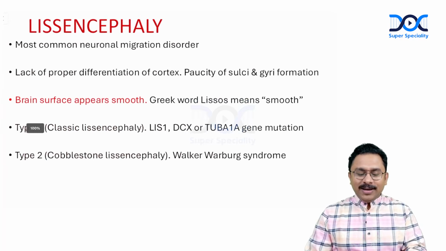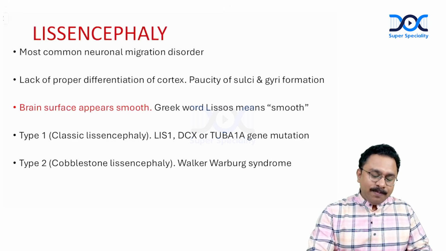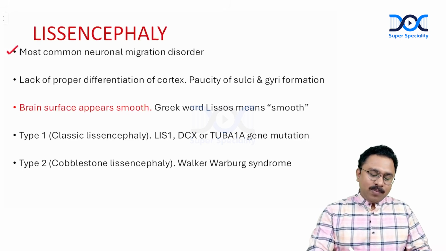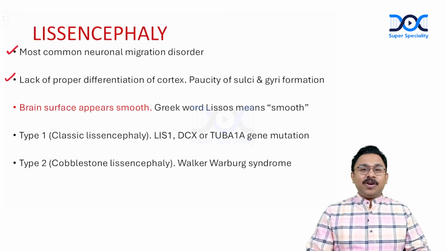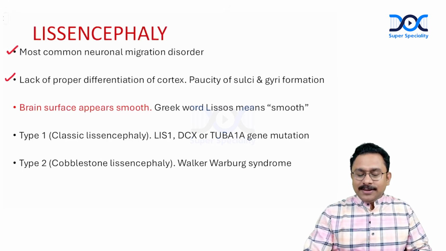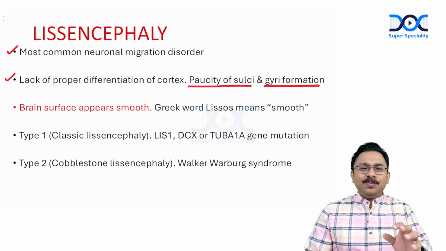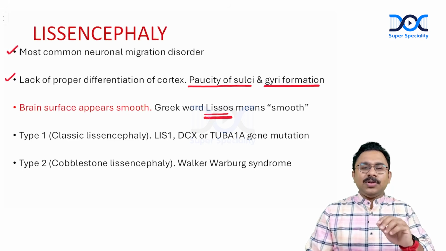Starting with lissencephaly. Key points about lissencephaly. Number one, it is the most common neuronal migration disorder. And what happens in lissencephaly? There is lack of proper differentiation of cortex. Hence, there is paucity of sulci and gyri formation. Very, very important. And because of this, the brain surface looks very smooth. And remember, lissencephaly is derived from the Greek word lissos, that means smooth, right?